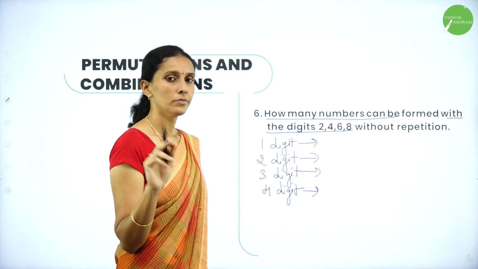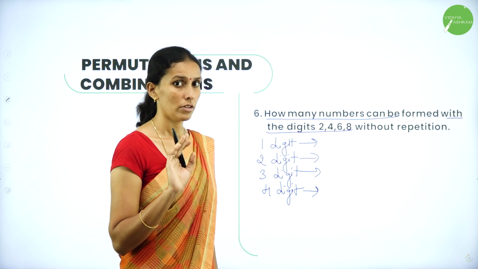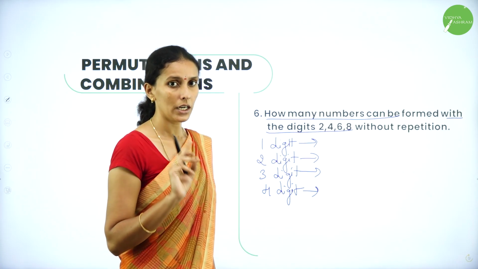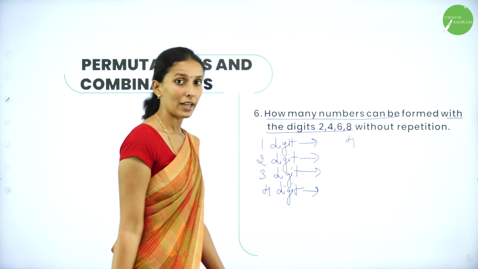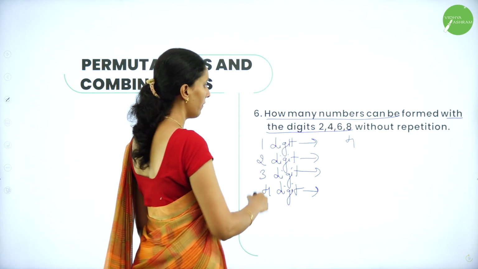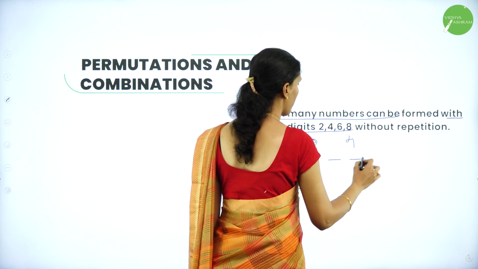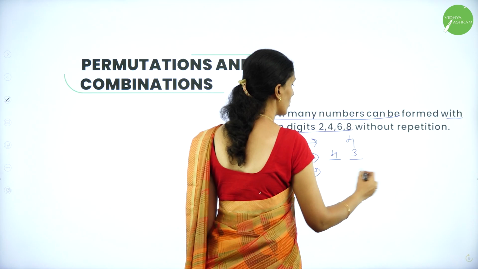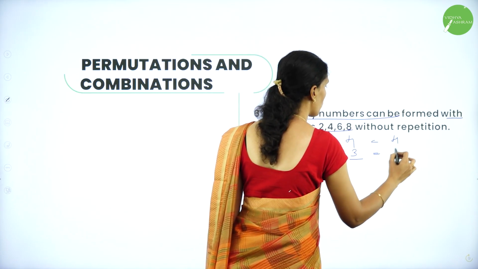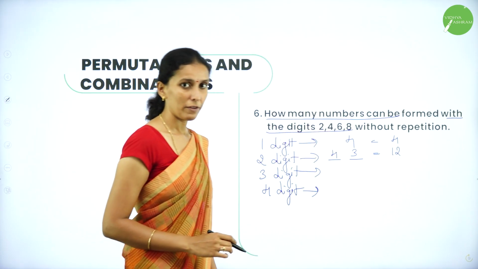If I write 2, 4, 6, 8, they are all 1 digit numbers, that is single digit numbers. So, how many can we form? We can form 4 single digit numbers. When I come across 2 digit numbers, the first place can have 4 choices, the second place can have 3 choices. So, totally 12 2 digit numbers can be formed.